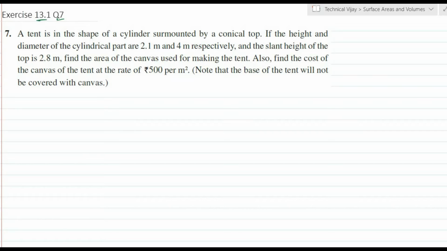Okay. A tent is in the shape of a cylinder surmounted by a conical top. So here is one tent. I'll put a rough diagram. So this is the cylindrical tent, and on top of that there is a conical top. So like this, the conical top is there.